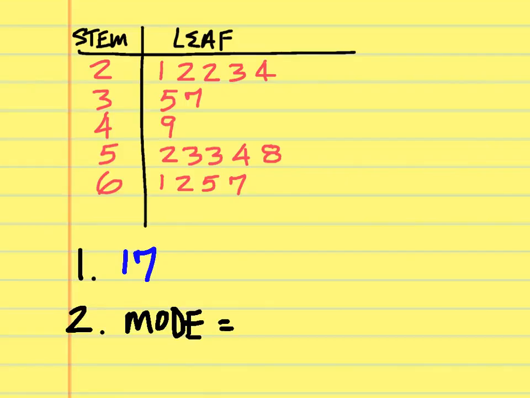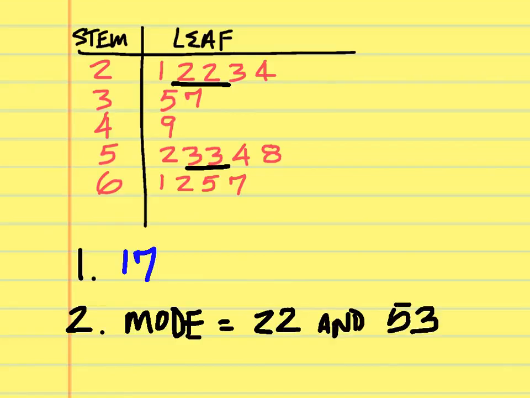22 and 53 is right. Yes. Because you have two 22s and then two 53s. So you can have 22 and 53. You can have two modes.